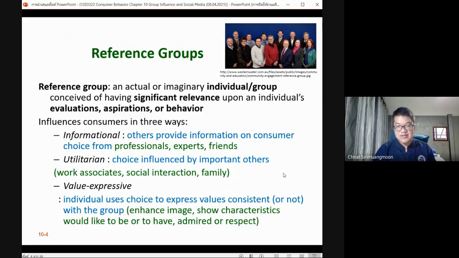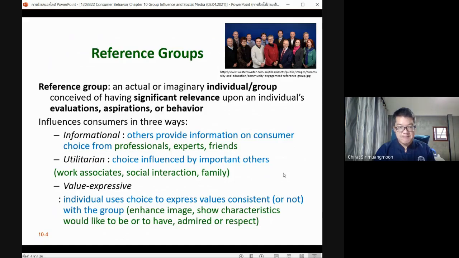Then utilitarian. Utilitarian is the influence from a person who is not the first choice for information. You might not need more information, but you do care about the person who is important. In this case, utilitarian influence might be work associated: the colleagues, the people you work with, the social interaction, the people you have some interaction with, and the family.